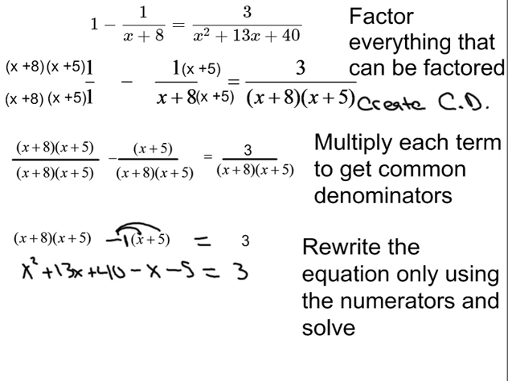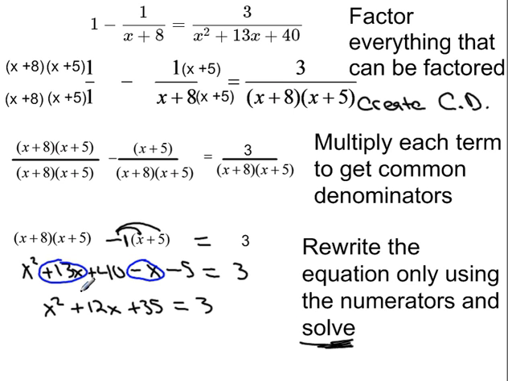Let's combine the like terms. We got a 13x that we need to combine with negative x. So that is 12x. Bring down the x squared, so we get x squared plus 12x. 40 take away 5 is what? 40 take away 5 is 35. Positive equals 3. So look, it says solve.